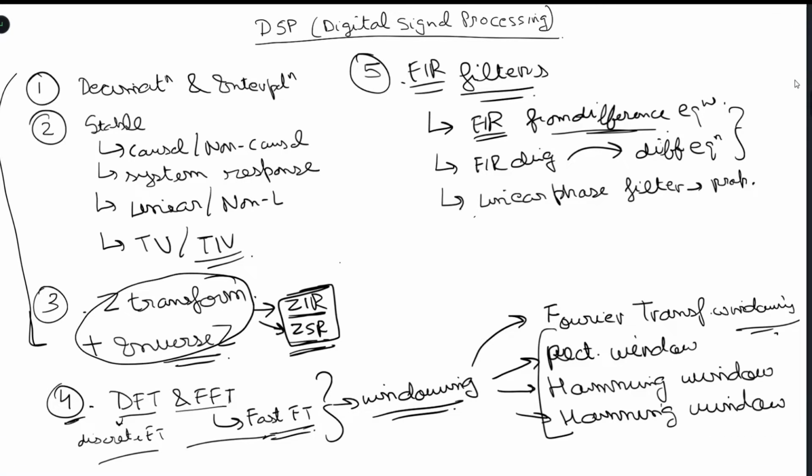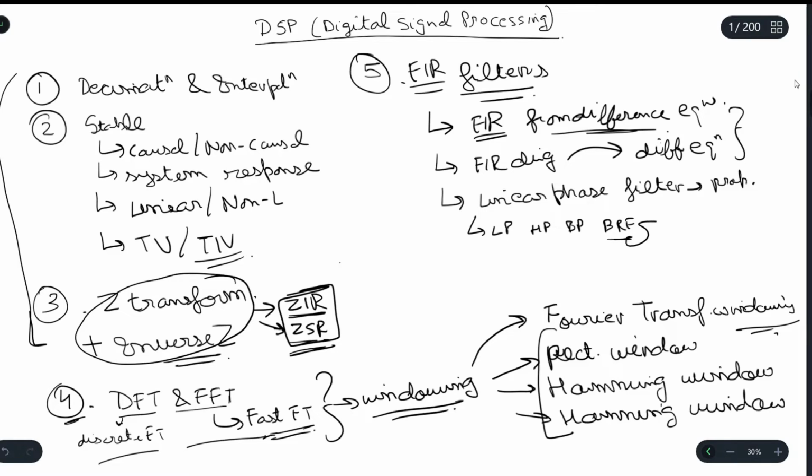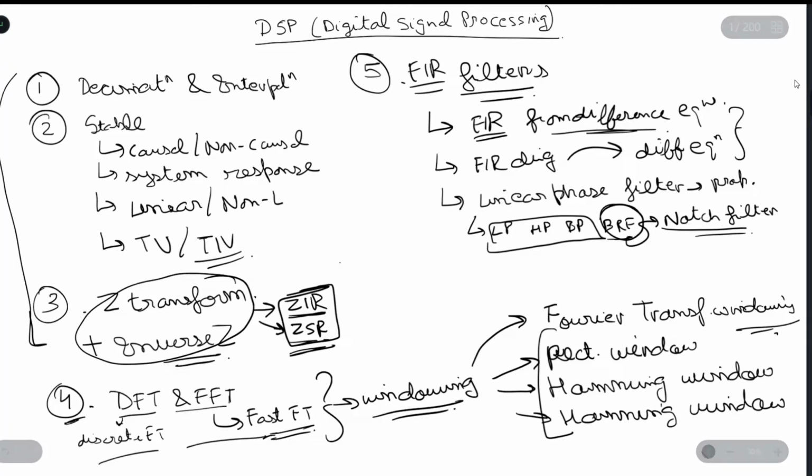And we will be discussing low pass filter, high pass filter, band pass filter, band reject filter, or we can also say notch filters. Band reject filters are also known as notch filters. We will be discussing these three in detail, and we will just give an overview for notch filters, because it is not a very important topic. And then lastly, we will see the sixth point, that is IIR filters.